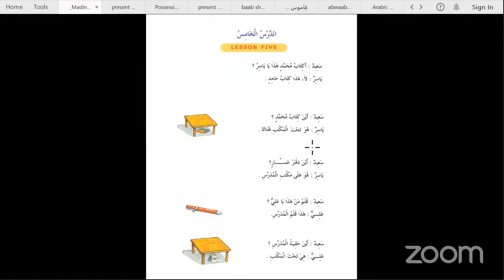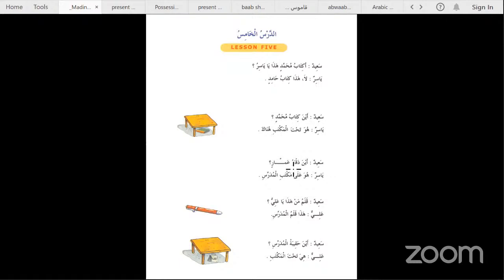Okay, so that's a really important factor which allows you to understand where there's mudaf and mudaf ilayhi. Yasir: Huwa tahta al-maktabi hunaka. Now, as you remember in the previous lesson, in the Arabic language we don't have "it", so it uses the pronouns to refer to the nouns. If the noun is masculine, we use huwa. If the noun is feminine, we use hiya. And it will be translated as "it" rather than "he". It is under the desk. Huna means here, hunaka means there.